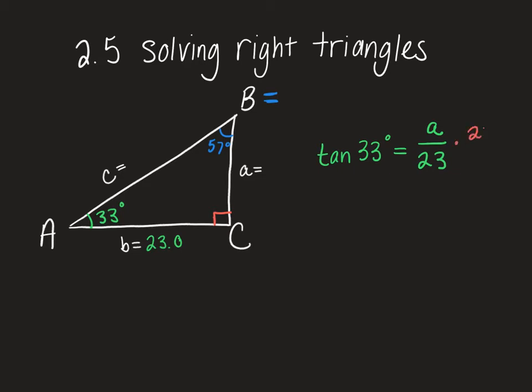So we're going to multiply both sides by 23 to get A by itself. So A is going to be equal to 23 times the tangent of 33. So you're going to plug this in your calculator. And when you do 23 times the tangent of 33, you get 14.9. So side A is going to be equal to 14.9.